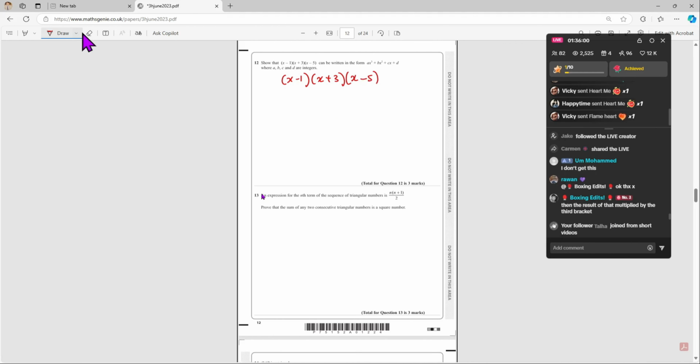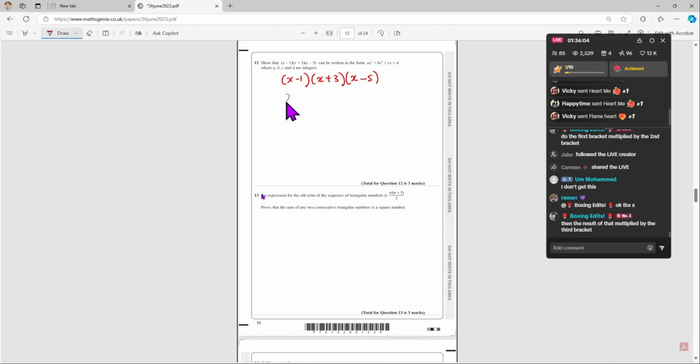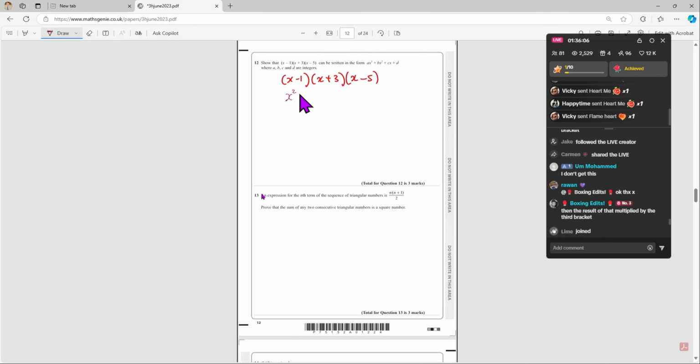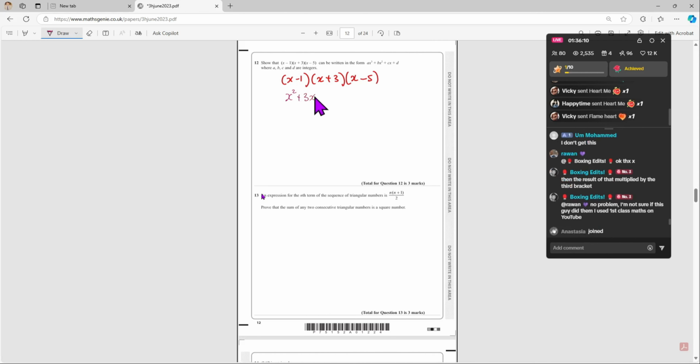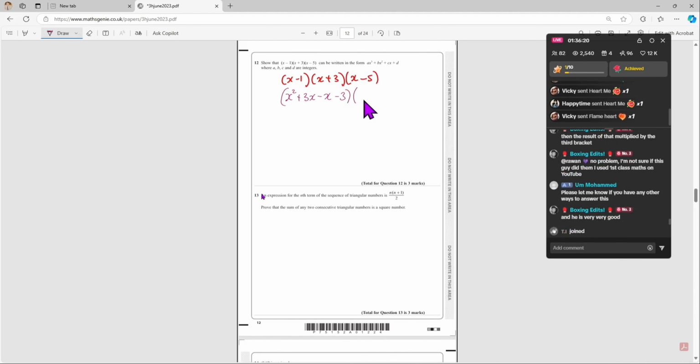So x times x is going to give us x squared. Then we have x times 3, it's going to give us plus 3x. Then minus 1 times x is going to give us negative x. Then minus 3, and that is our bracket expanded. And then do not forget this bracket over here, which is x minus 5.